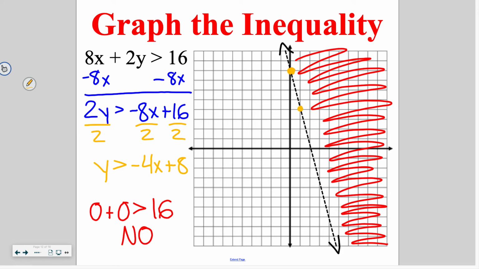Solving for y, it is a dashed line this time because we just have the greater than part. And then we plug in 0, 0, and that answer doesn't work. So we're shading on the opposite side of that line, or above that line.